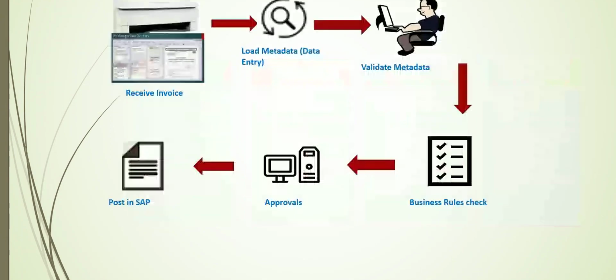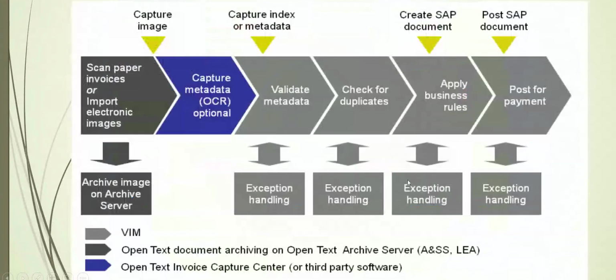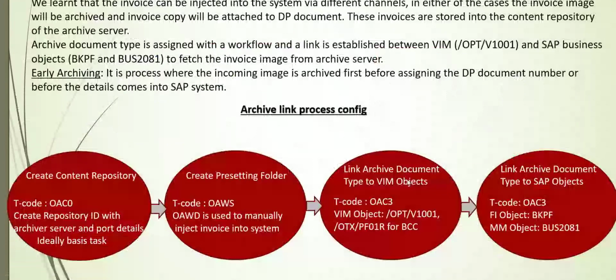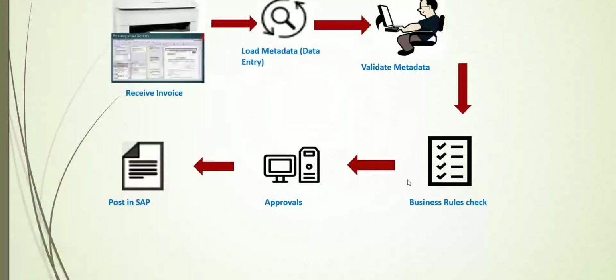Okay, in this slide I'm trying to depict a typical cycle of invoice processing, how an invoice is processed within SAP. You receive an invoice, then the data entry part happens, you load the metadata, then somebody will validate the metadata, check all the fields to see if those are populated correctly as per the different scenarios the business wants to have, and then it goes for processing and a document is posted in SAP.